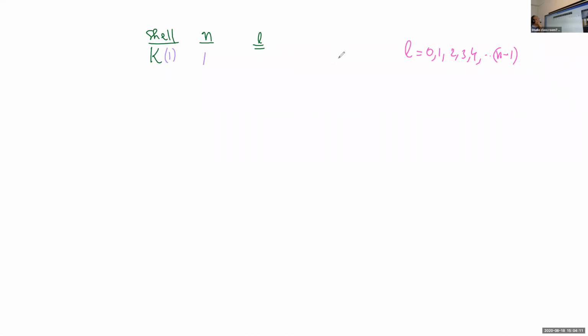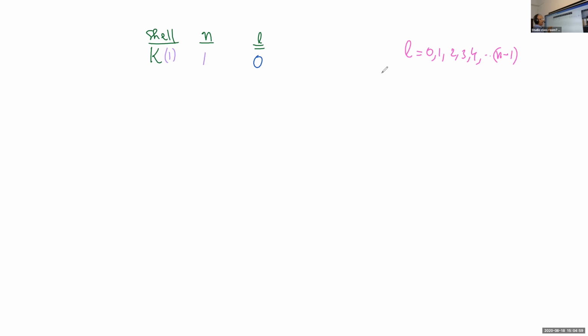You think of it. You start from 0 and end with n minus 1. What is n here? n is equal to 1. So n minus 1 means 1 minus 1, which is equal to 0. So start from 0, end with 0, and therefore there is only one value, and that is 0. The L value is equal to 0.